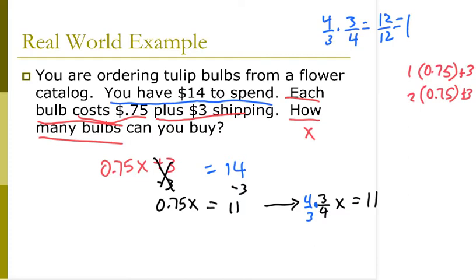But our property of equality says that if we do that to one side, we have to do that to the other side of our equation as well. So these are going to just give us 1x. So 1x is equal to 44 divided by 3, whatever that is. As long as we can get here, then that is sufficient.